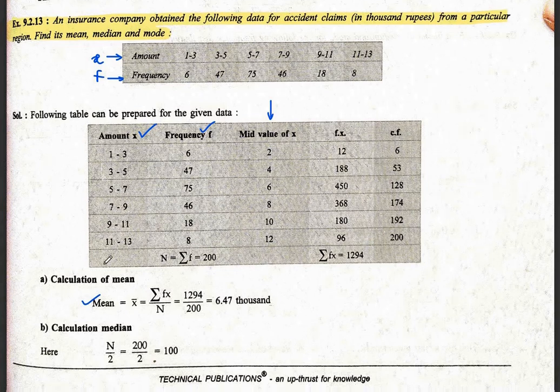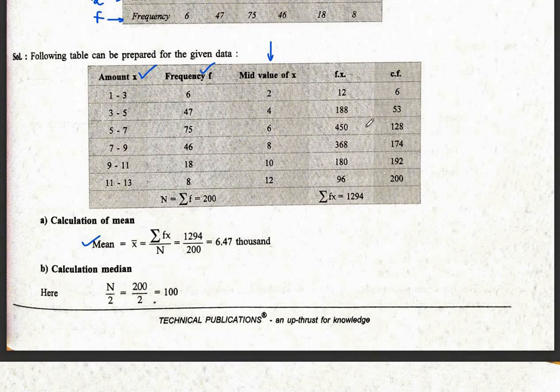To calculate the median, what do we have to do? We already have the n value, that is the summation f. We divide this by 2, we get 100, and then we check the CF value which is greater than this 100. In this case, the value above 100 is 128.